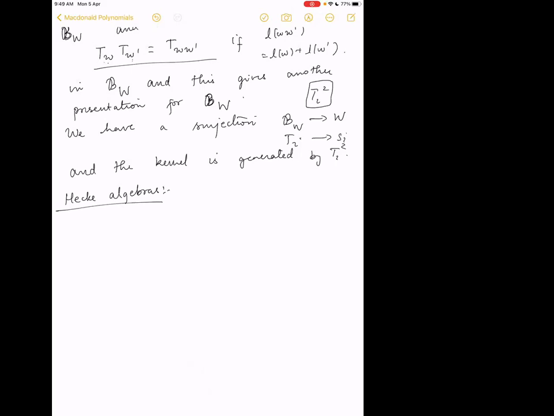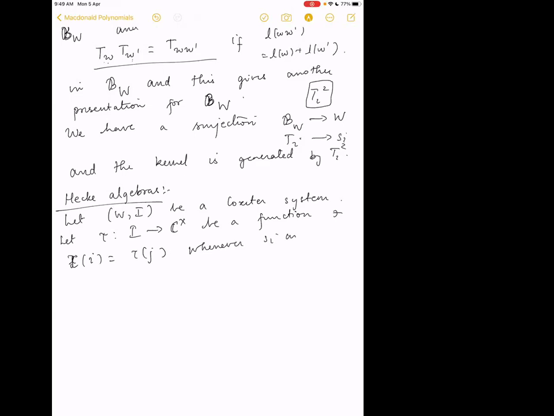So let (W, I) be a Coxeter system, and let tau from I to C cross be a function such that tau of i equals tau of j whenever s_i and s_j are conjugate in W. And I'll write this as tau_i, which is basically tau of s_i, which is tau of i. Okay.